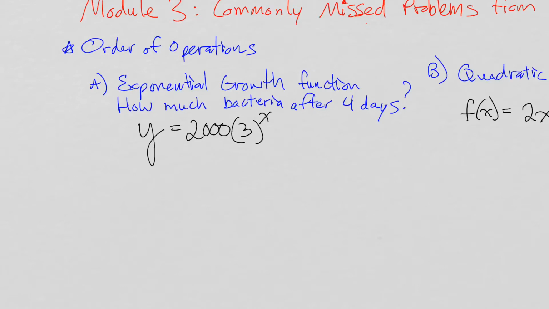The question is, how much bacteria after 4 days? We have a certain amount of bacteria, in this case 2,000. This is the growth rate, and this is an exponent. It's growing at an exponential rate. We want to evaluate x equals 4 days, so we're just going to replace the x with 4.